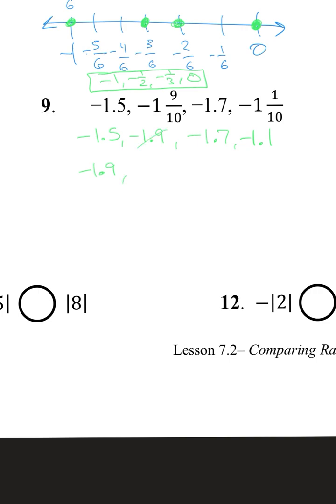After that, we've got 1.5, 1.7, and 1.1. Out of those 3, what is the largest? That would be 1.7. So when you're talking negative numbers, that would be the next number in line. After that, you've got negative 1.5 and negative 1.1. Which one is larger? That would be 1.5. So since we're talking negative, that number would come first. And that leaves me with negative 1.1, which is the largest number out of all 4 of these because it is closest to 0.